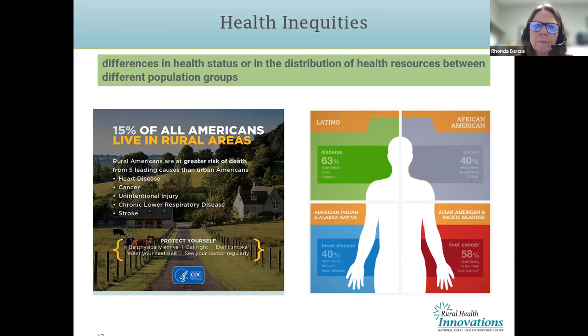So I'm going to spend a little bit of time on this because I think it's important for us to understand how health inequities came about and how they are so deeply ingrained in our country. You can see 15% of all Americans live in rural areas, and yet there's a greater risk of death for heart disease, cancer, unintentional injury, chronic lower respiratory disease, and stroke than what we see with urban Americans. And then again, to the right, you can see some of the health disparities among different populations: Latino, 63% more likely to be diabetic; Asian American and Pacific Islander, liver cancer, 58% more likely.